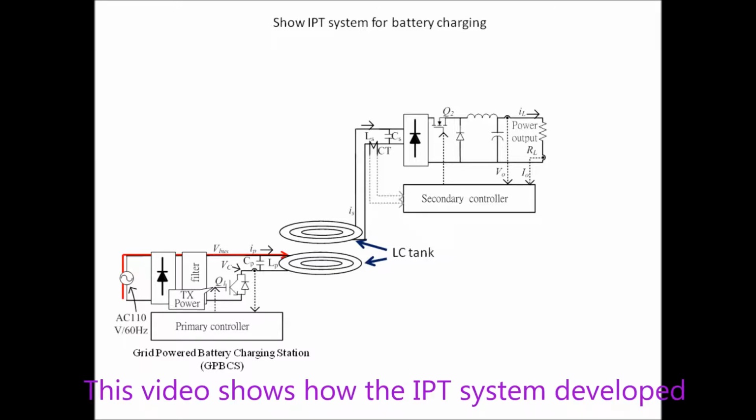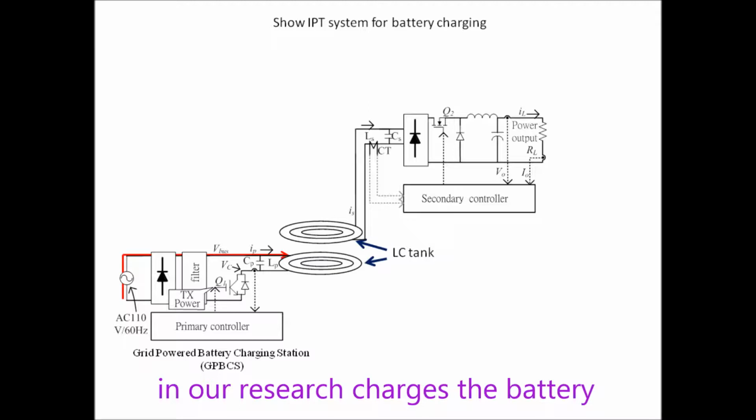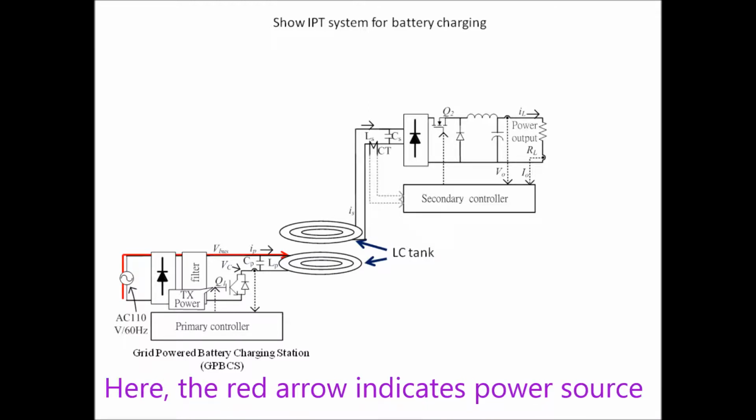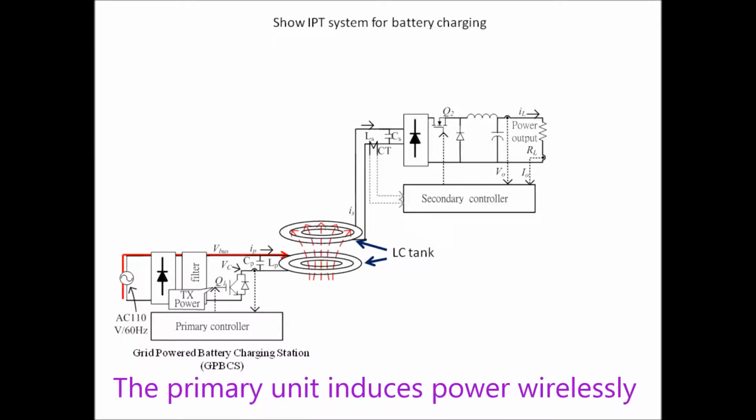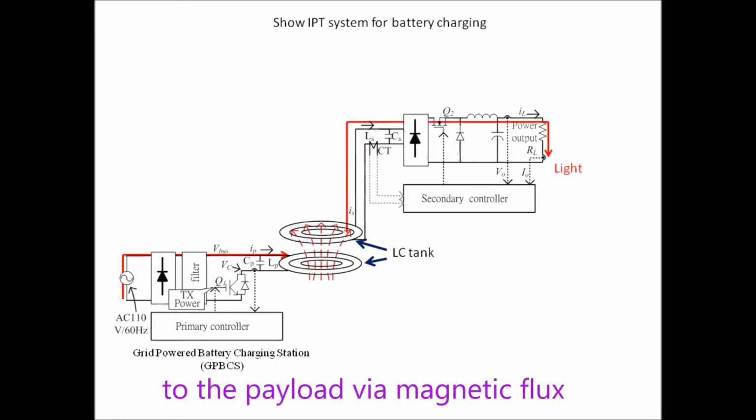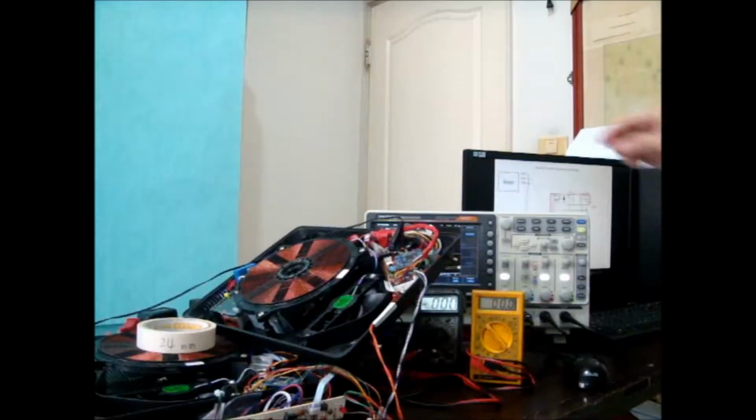The video shows how the IPT system developed in our research charges the battery. Here, the red arrow indicates the power source entering the inverter. The primary unit induces power wirelessly to the payload via magnetic flux.